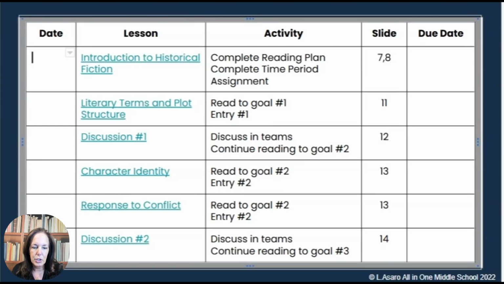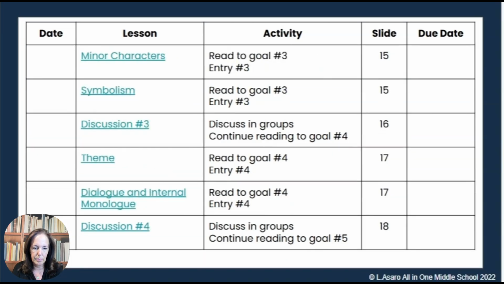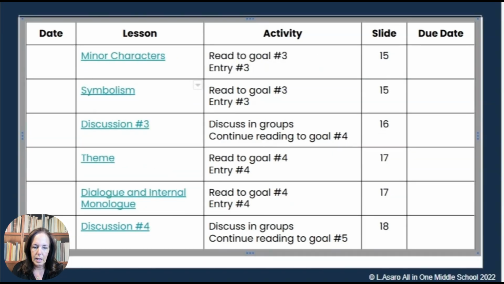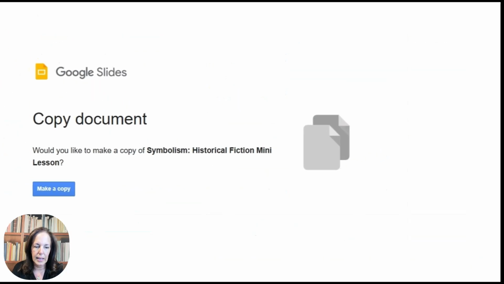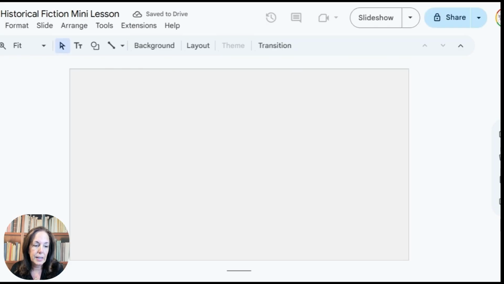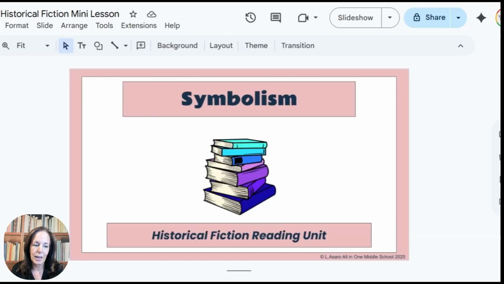Okay, let me just show you that. Let's see here. Let's go down one. Let's go to symbolism. Here is the mini lesson. So you want to click on that link. It'll ask you if you want to make a copy. Make a copy. I would do this first as the teacher, make my own copy and reassign it on that slideshow. This way, like I said, it's coming from you. Or you can leave it as is. And you're going to see that you get your very own copy in your very own drive.